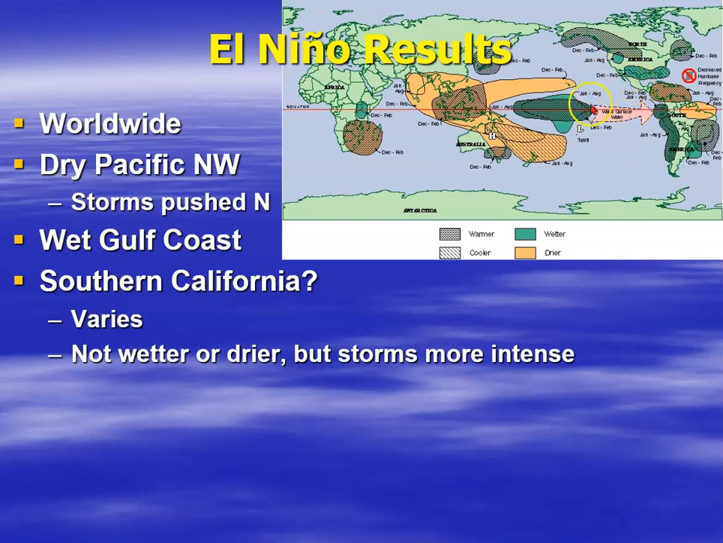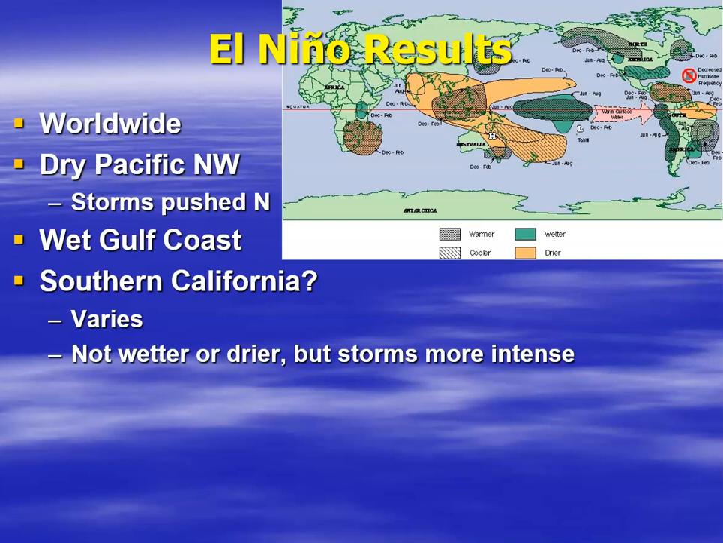Since the water is warmer, the air is warmer, and the air can hold more moisture. So when they do get rain from those storms, it can be much more intense. So for us in Southern California, if somebody tells you next year that we're going to have an El Nino, there's no way of knowing which one of the three we're going to get, because it varies for us so much.